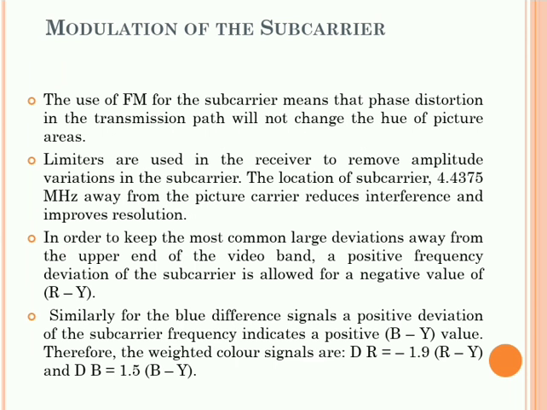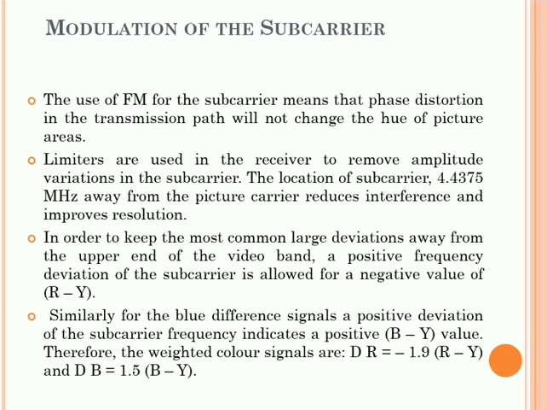Further, we will see how we modulate that particular subcarrier frequency. We produce a subcarrier frequency for the purpose of modulation. The use of FM for the subcarrier means that phase distortions in the transmission path will not change the hue of the picture area. Limiters are used in the receiver to remove the amplitude variations in the subcarrier. The location of the subcarrier, 4.4375 megahertz away from the picture carrier, reduces the interference and improves the resolution of that particular video signal.